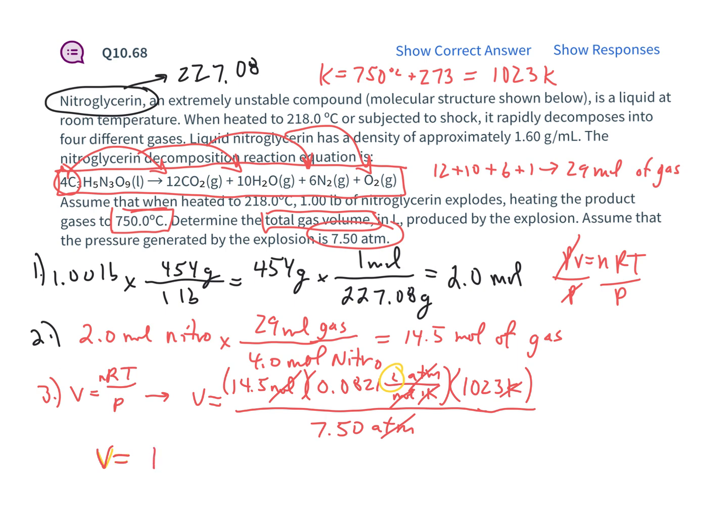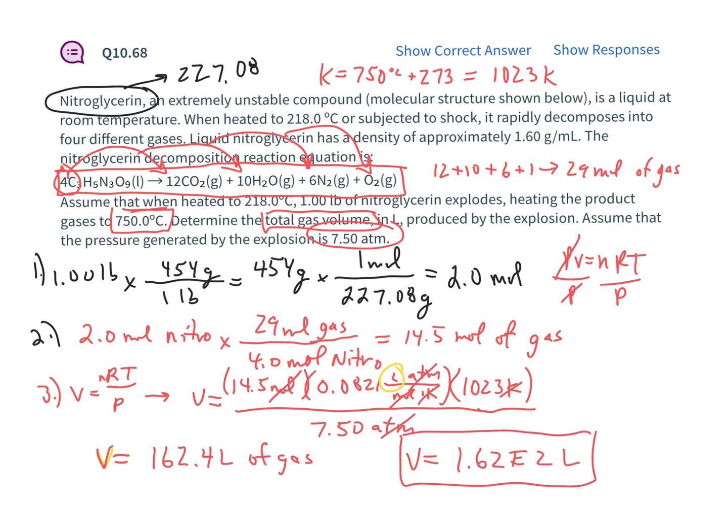I get approximately 162.4 liters of gas produced in this reaction. So to 3 significant figures, I would say the volume equals 1.62 e to the 2 liters in this reaction.